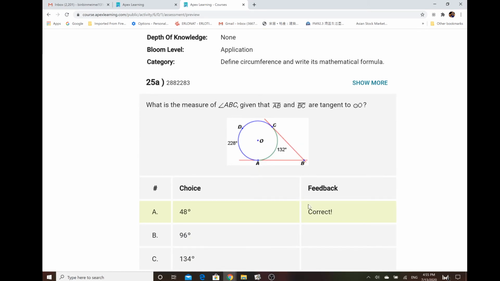Okay, let's see what this one is. What is the measure of angle ABC? Again, find the measure of the external angle. The one that we saw was bounded by 2 secants. This one is bounded by 2 tangent lines, so it's the same formula that we're using. It's the external angle, so 1/2 times the quantity of the major arc minus the minor arc. So we get 48.